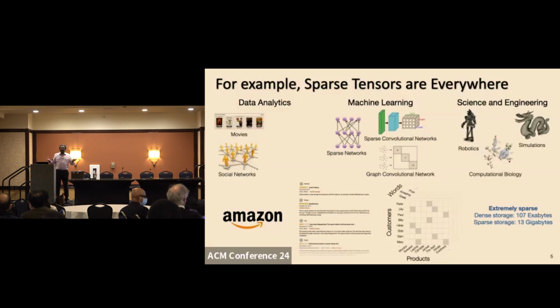But it's not that, because even though I buy a lot from Amazon, I haven't bought everything from Amazon. So I only buy a very small fraction and I probably don't write that many reviews either. So this tensor is extremely sparse. And if you only represent non-zero values in there, it will fit into your laptop. So in these kinds of cases, you have no choice but to take advantage of sparsity.